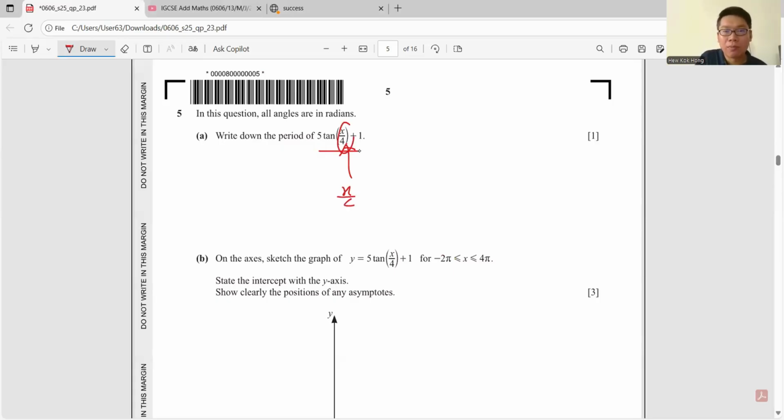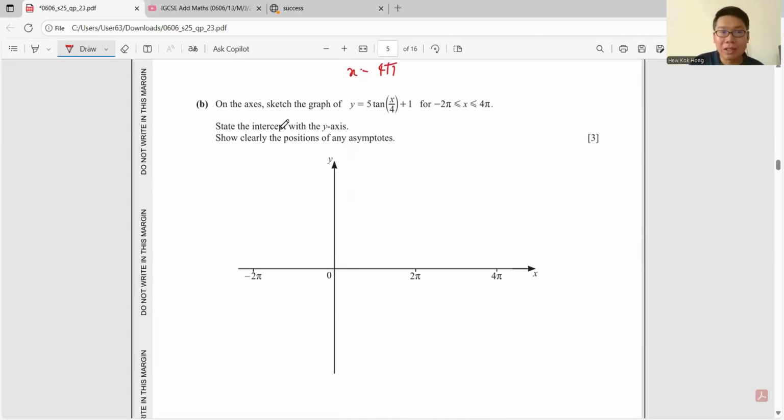We know for sine and cos it is 2 pi, which is 360 degrees. But for tangent, one complete cycle is just pi. So I can confirm the period is 4 pi. Then they ask you to sketch these, state the intercept with the y-axis, and also the asymptotes. So for this graph, I can sketch my own first at the side.